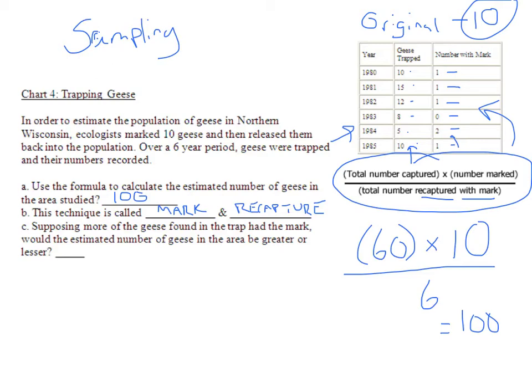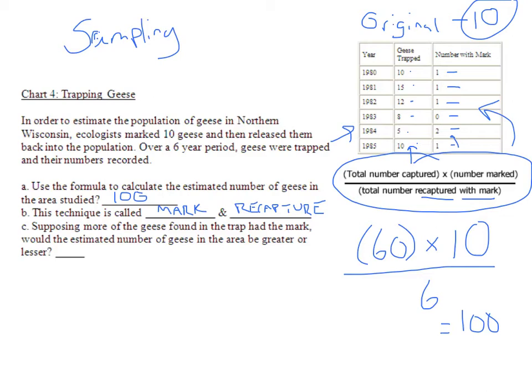Now here's the tricky question. If more of the geese found in traps had marks, would we estimate that the number of geese in the area was greater or lesser? So let's say we have 60 geese that got trapped, and 10 of those had marks. If more of those geese that got captured had marks, we would assume that our population is probably smaller.